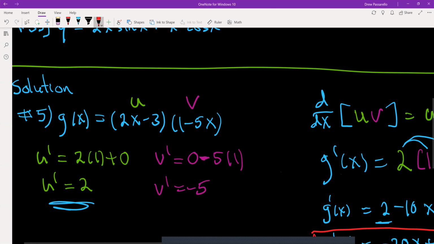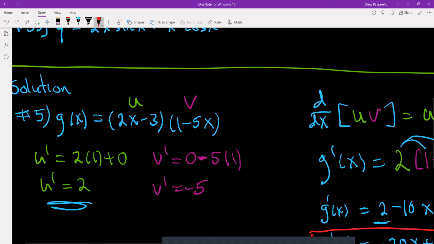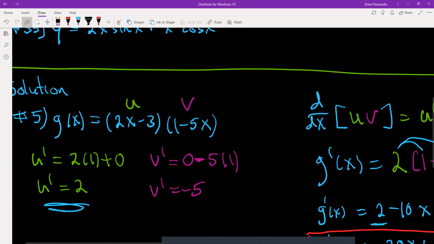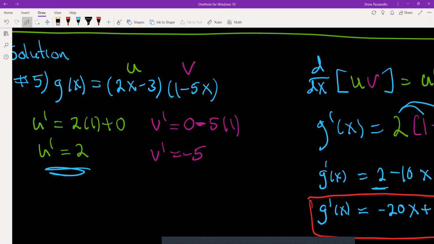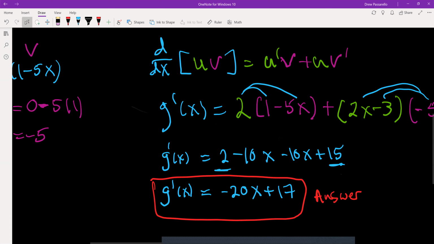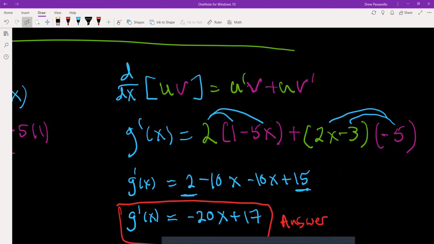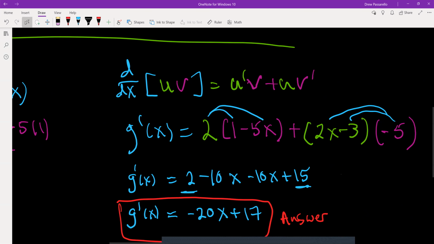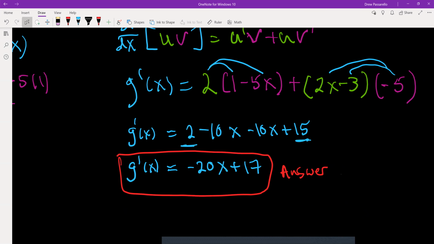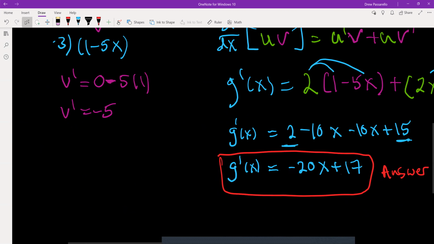Again, so I let u be 2x minus 3, I let v be 1 minus 5x, u prime is 2, since that's the derivative of 2x minus 3, v prime is negative 5, since that's the derivative of 1 minus 5x. And then I plug them into their corresponding spots in the formula and simplified it, and I get the result of negative 20x plus 17. All right, so that's that one.